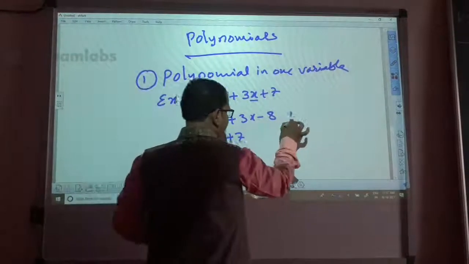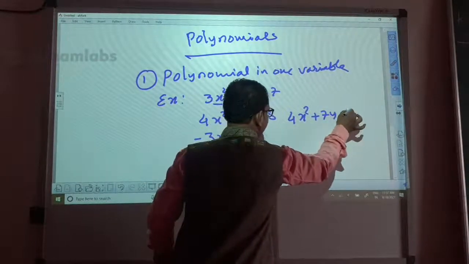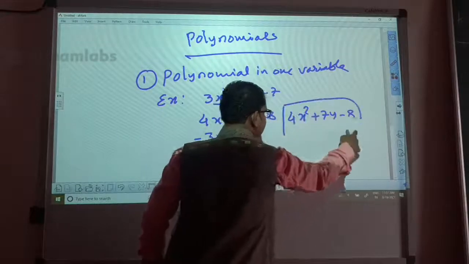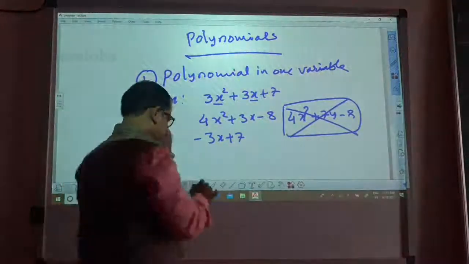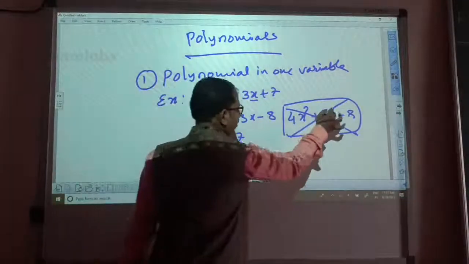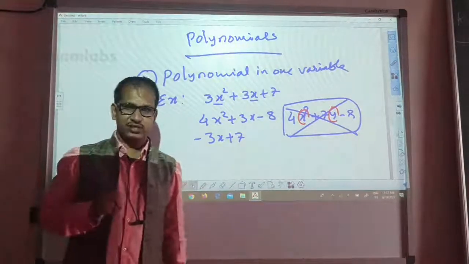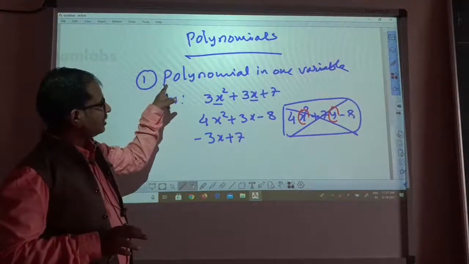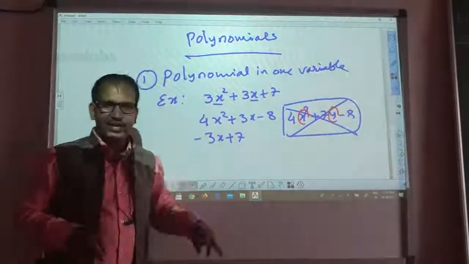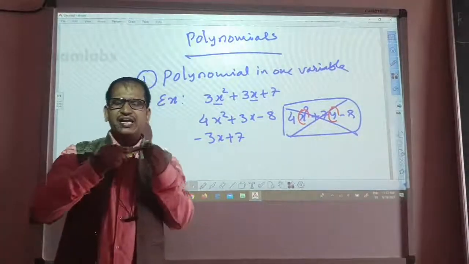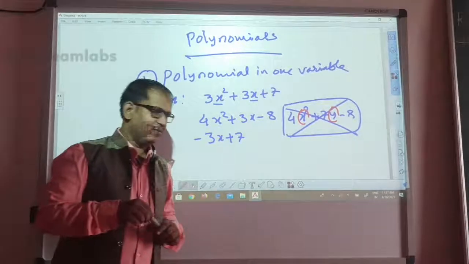But if we write 4x square plus 7y minus 8, then this is not a polynomial in one variable, just because we have x and y as variables. Two variables are there, so we call it a polynomial in two variables. Polynomial in one variable means you can write any polynomial, but there should be only one variable.